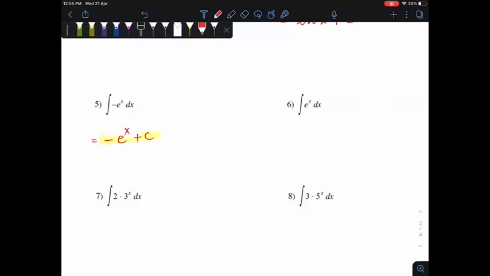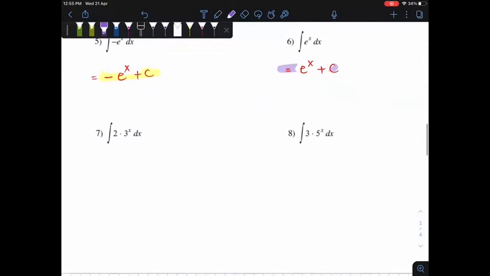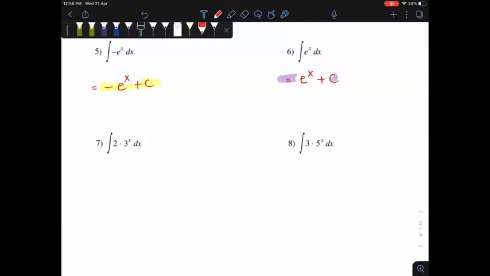Integral of e to the power of x in question 6 will be e to the power of x plus c, and the integral of any exponential function, 2 times 3 to the power of x dx, we will let the 2 be a constant, and then we will find the integral of 3 to the power of x. So we can write it as 2 integral of 3 to the power of x dx, and 2 constant, leave it the same, and the integral of 3 to the power of x is 3 to the power of x over ln 3 plus c.